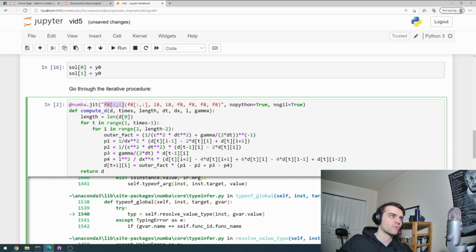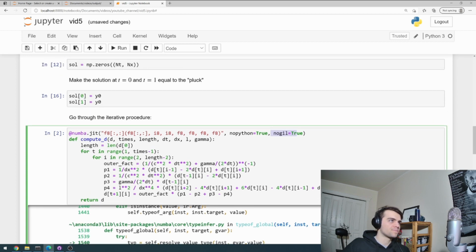You can see this is a float 8. The input arguments are going to be a 2D array of float 8, that's this D, and then there are going to be 6 arguments. Some of them are integers, such as the number of times and the length. And then there are these four float 8s, which are dt, dx, l, and gamma. Make sure to set nopython is true and nogil is true. So then it wraps that Python function. It says when this function is called, I'm going to use Numba, and I'm going to optimize this code in C. So compute D.